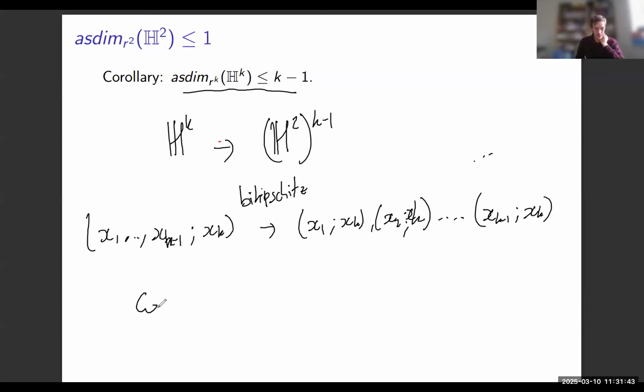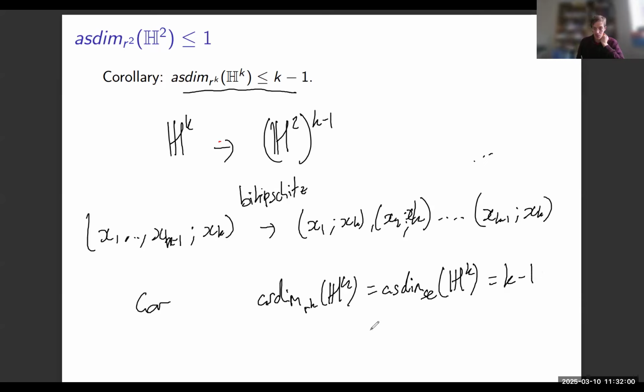Okay, so the second corollary of that is that the asymptotic dimension of hyperbolic K space, that's equal to the asymptotic dimension where you allow any sub-exponentially growing pieces, and it's equal to K minus 1. Okay, so if you allow exponentially growing pieces, you get 0. Sub-exponential, you get K minus 1. All the way down to R to the K, you'll still get K minus 1.